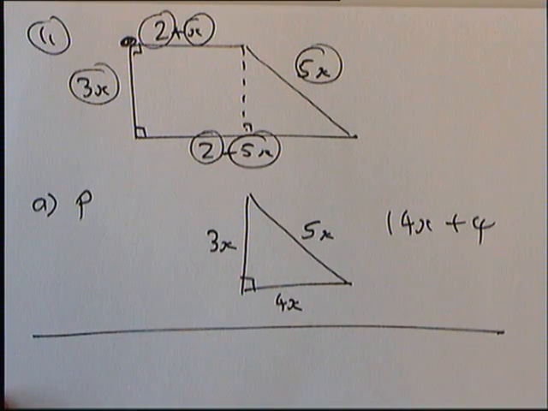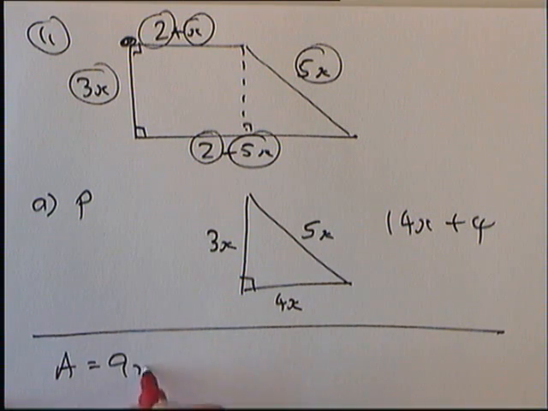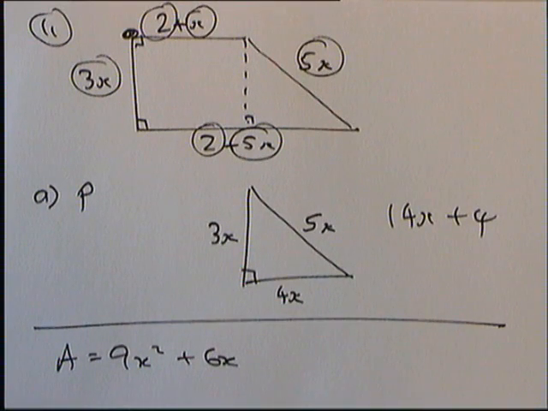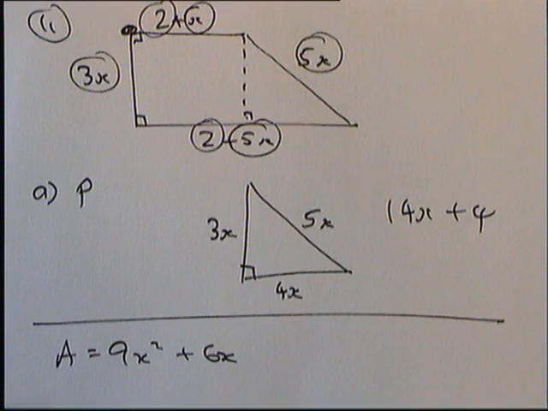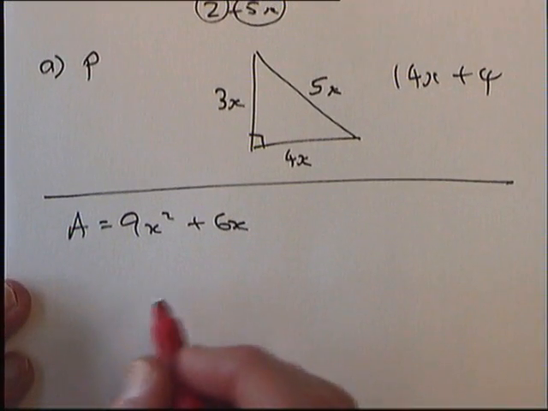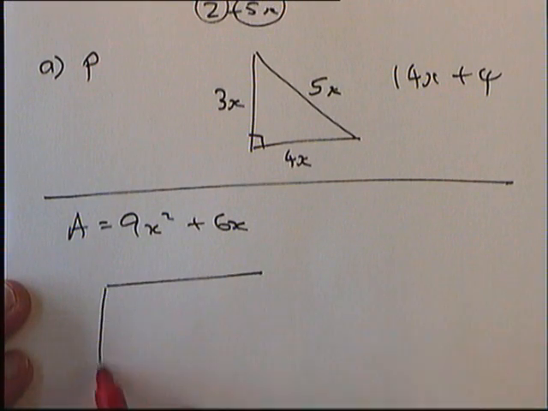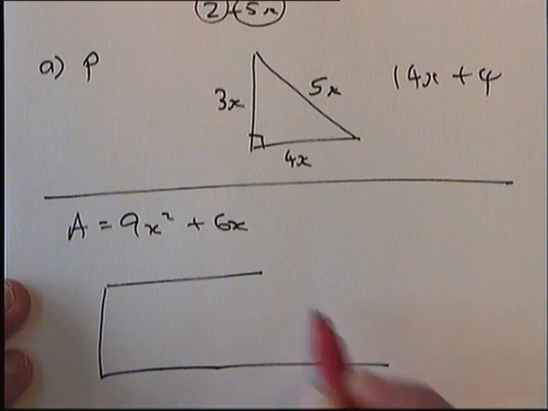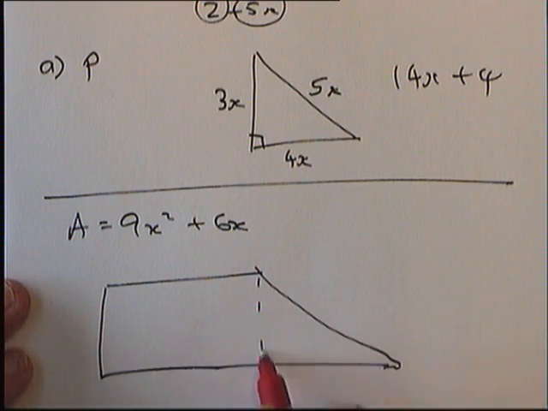The next part of the question says show the area is given by A equals 9x squared plus 6x. If it says show, you've actually got to get to this yourself. You can't just write it down. So again, let's look at our shape, and I'm going to split it up as I did last time. The drawing looks a bit different, but it's supposed to be the same thing.